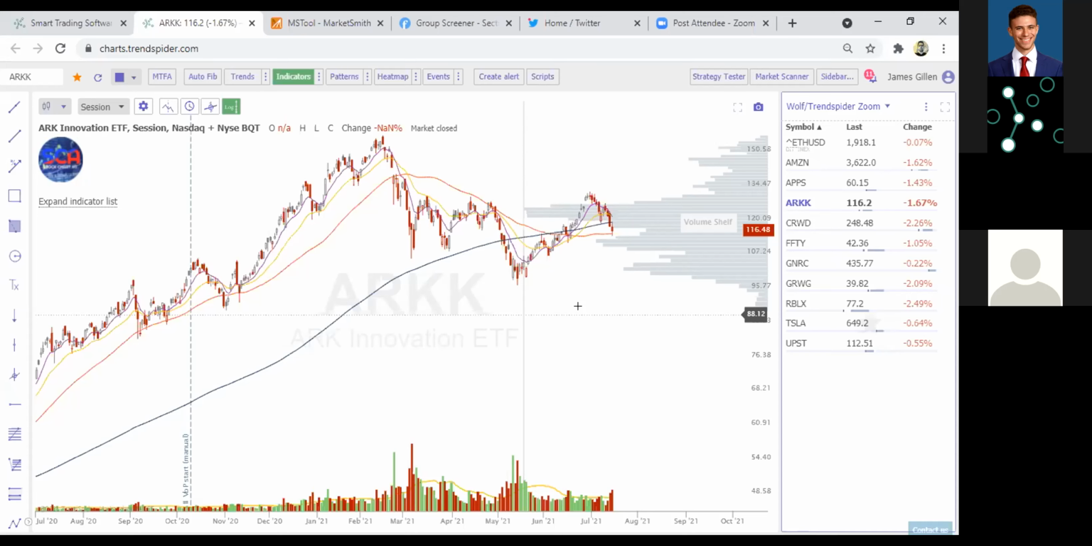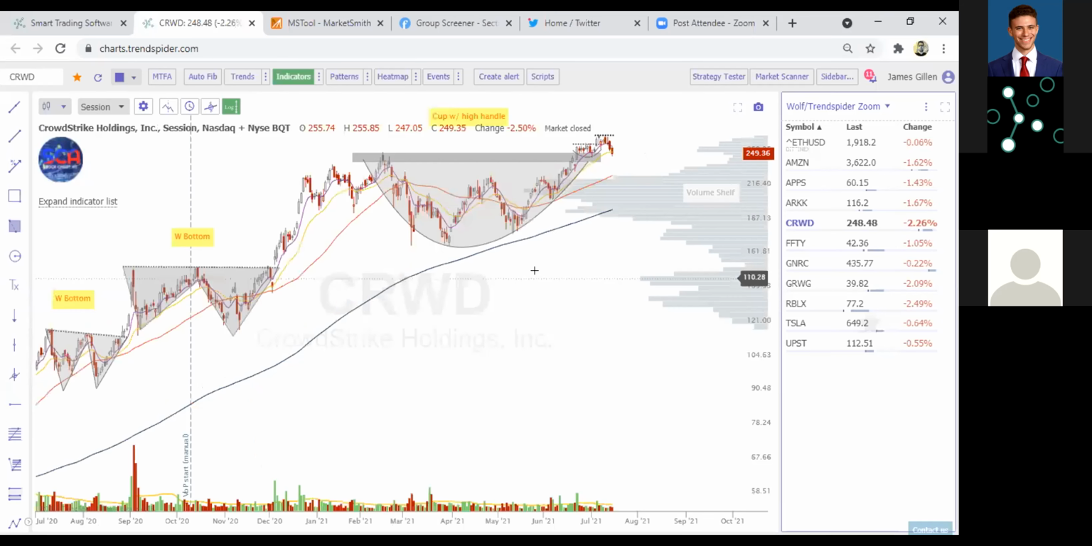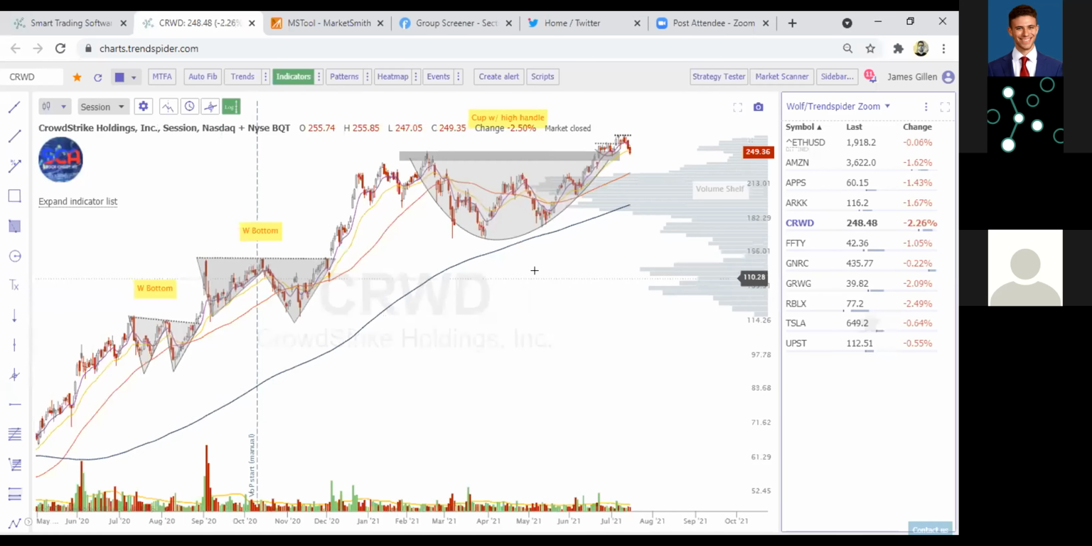Maybe I could get into that another time. But the basic gist of what I'm looking for is a high volume breakout out of a consolidation period, out of a base. And I'm looking to just do that over and over again.